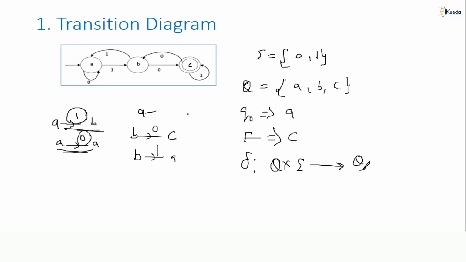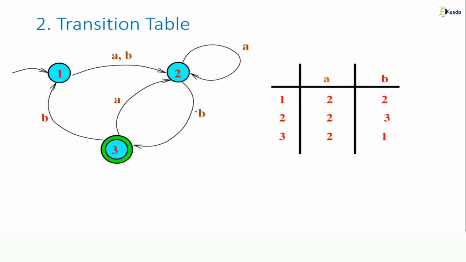The same FA can be represented in a transition table also, that you can observe. Second one, look all of you, the transition table. Here a transition diagram is given and this is the equivalent transition table, delta. You understand, simple. State 1 is the initial state. On A, where is it going? 1 on A it is going to 2. 1 on B, again 2 only. 2 on A, 2 only. 2 on B it is going to state 3. 3 on A it is going to 2. 3 on B it is going to 1.